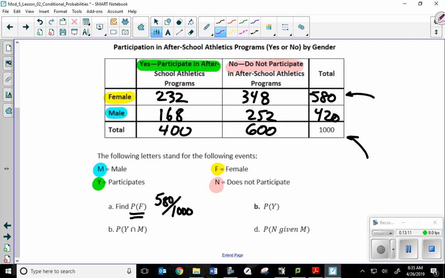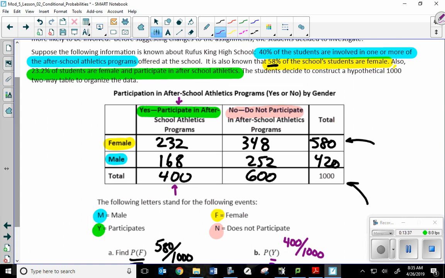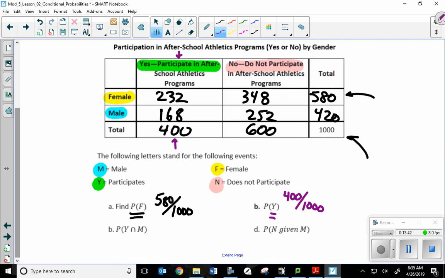So let's move on to the next one, B. It's in purple. Yes, the probability that they do participate in sports. Doesn't matter if they're male or female. I just want everyone that participates in sports. That's this column right here. The total is 400. So 400 out of my 1,000 participate in sports. All right, that's cool. Is that something else we got here? Oh, look, 40% of the students are involved in one or more after-school sports. I mean, that was given to us. If I divided 400 by 1,000, I would get 0.40. It's good.